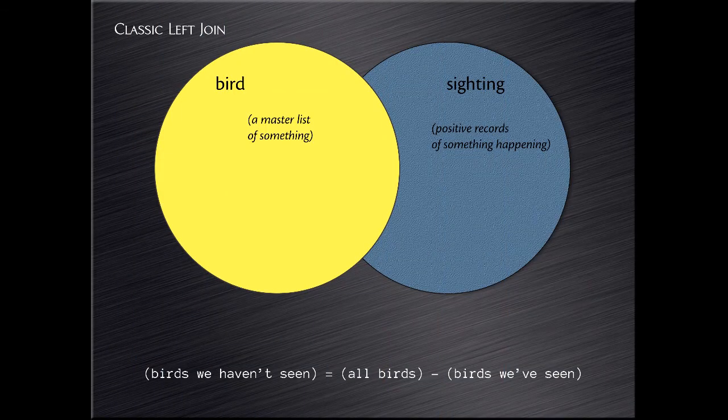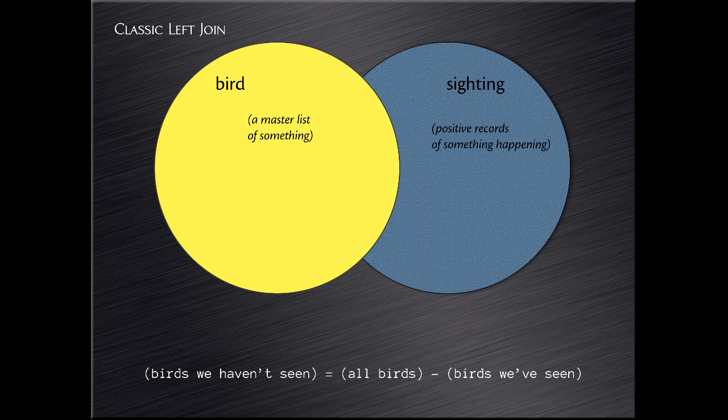But just as a quick review, here's what the left join does. So if I want to see the list of birds that no one in Bird Club has seen, I do this arrangement. So I take a master list of something. In this case, it's all the birds that we know of. And I subtract from that table the birds in the sighting table that we have seen. And so what I get left over is all of the birds that we have not seen, right?